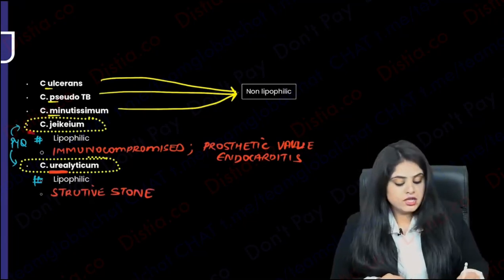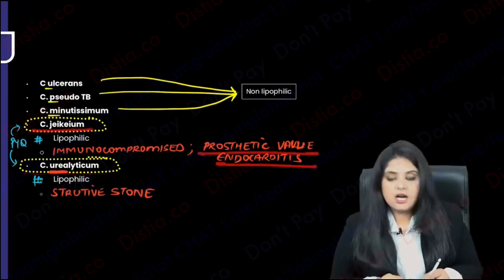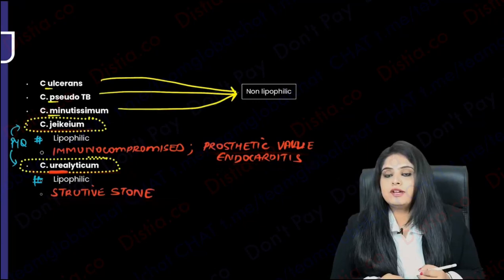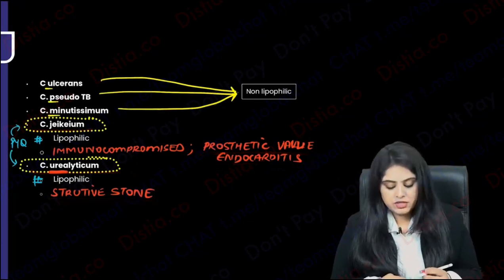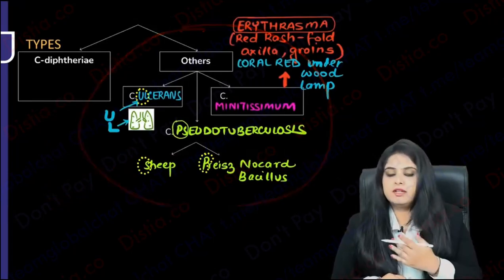Just one question: Jeikeium and urealyticum both are what? They are lipophilic. Jeikeium is going to involve the heart, prosthetic valve endocarditis, and urealyticum is going to involve the struvite stones, right? Now let's move forward. All said and done, this was our small topic. Done in 5 minutes.